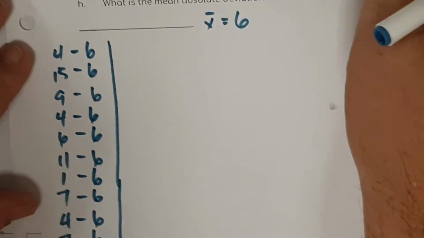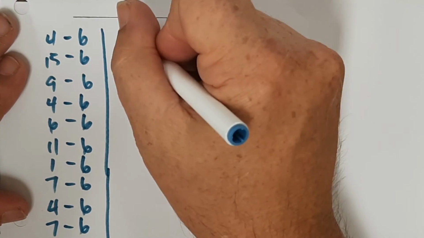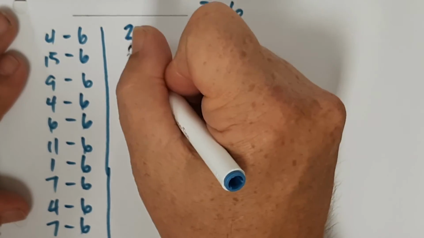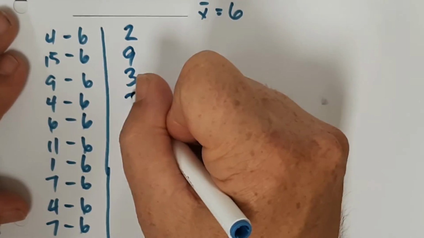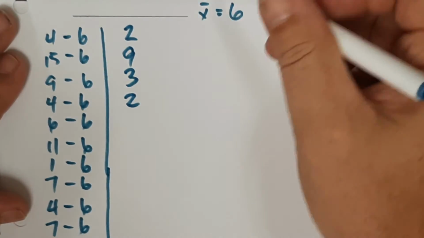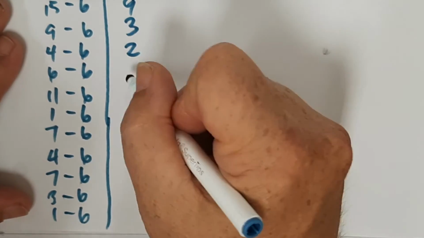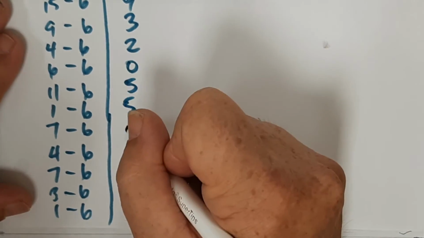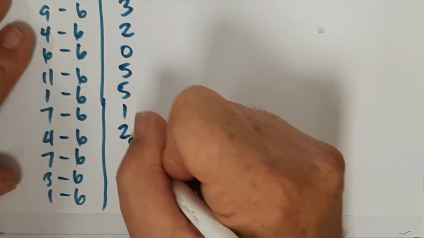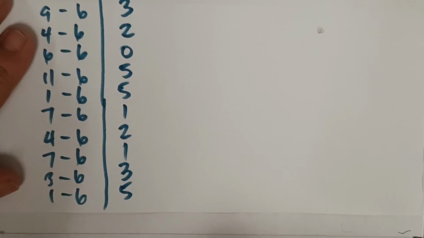Now, because I'm doing absolute value and distance, I'm always just going to get a positive number. So between 4 and 6 is 2. Between 15 and 6 is 9. 6 and 9 is 3. 4 and 6 is 2. And we're doing positives because this is absolute, which means the absolute value. We're always going to get a positive number. 6 and 6 are 0, and then we have a 5 and a 5. 7, 6 is 1. 2, 1, 3, and 5. So basically what you're doing is subtracting and then taking the positive number.